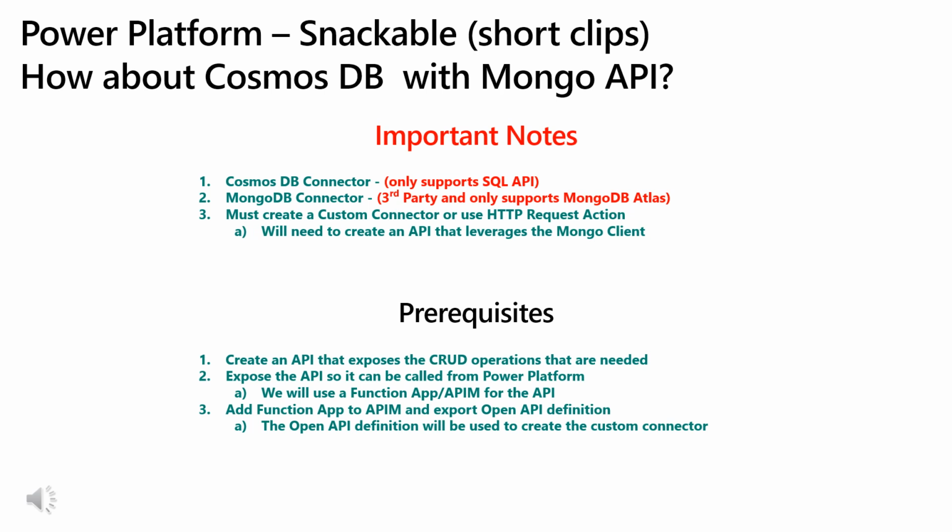And in our case, I'll be demonstrating how to do this with the function app and APIM. What you'll want to do is add the function app to APIM so we can export the OpenAPI definition, because the OpenAPI definition will be used to create the custom connector. Now, this third step is not needed if you're just planning to use the HTTP action to call your API.